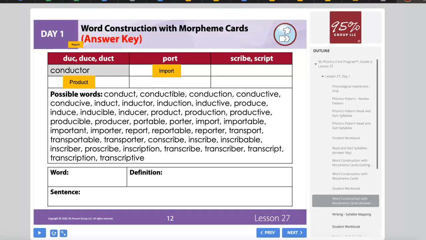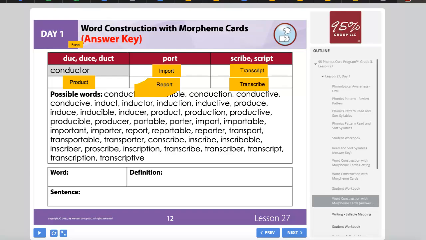Oh, y'all know this thing does not like me. Here, I'll just write it again. All right. And now I'm looking at scribe, script. I see the word transcript. And I also see the word transcribe. All right. Go ahead and get those copied down. You can pause the video here.